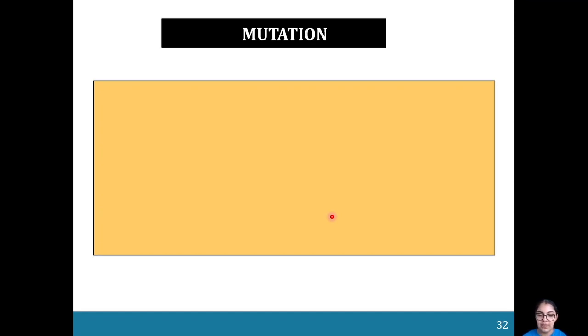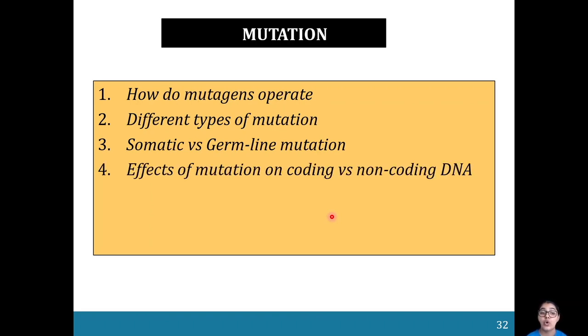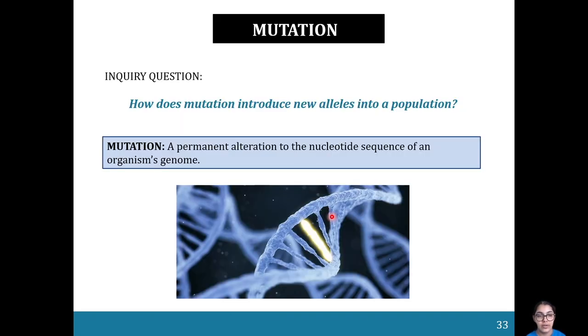Okay, here we are. So the first question we're going to look at is, how do mutagens operate, and the different types of mutations. We're going to talk about somatic versus germline mutation, and then talk about the effects of mutations on coding versus non-coding DNA, and then look at causes of genetic variation, and finish off by talking about population genetics. So we're going to talk about mutations, gene flow, and genetic drift.